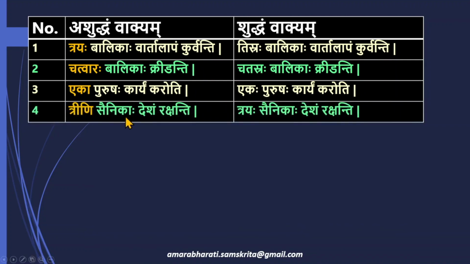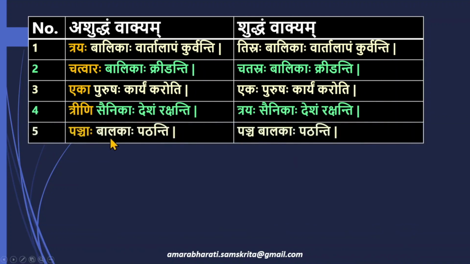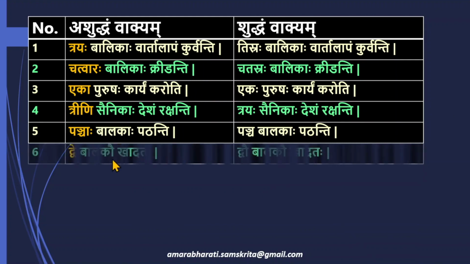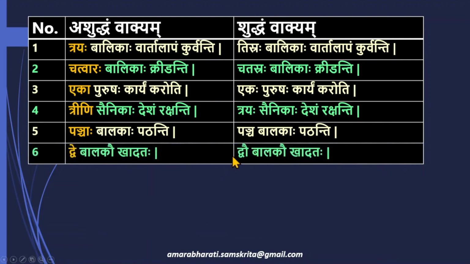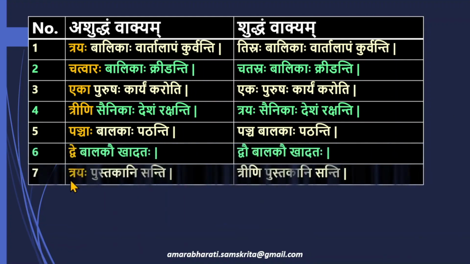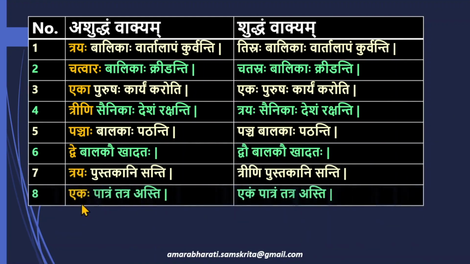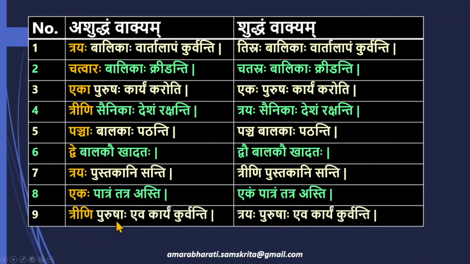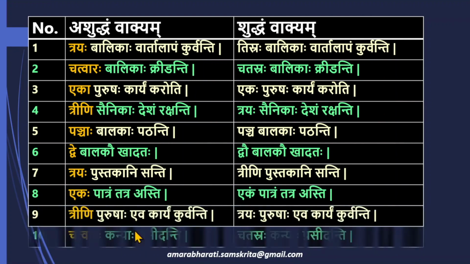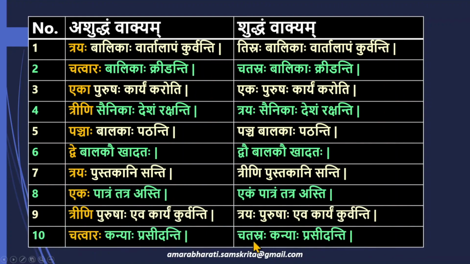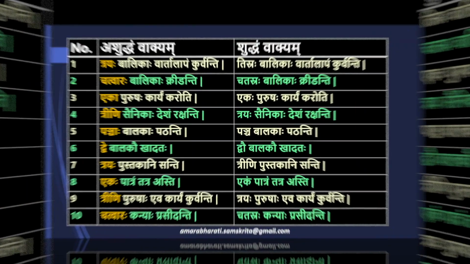Trini Sainikaha is wrong. Trayaha Sainikaha is what is right. Panchaha Balakaha is wrong. Pancha Balakaha is what is right. Dve Balakau is wrong. Dvau Balakau is correct. Trayaha Pustakani is wrong. Trini Pustakani is correct. Ekaha Patram is wrong. Ekam Patram is correct. Trini Purushaha is wrong. Trayaha Purushaha is correct. Chatvaraha Kanyaha is wrong. Chatasraha Kanyaha.